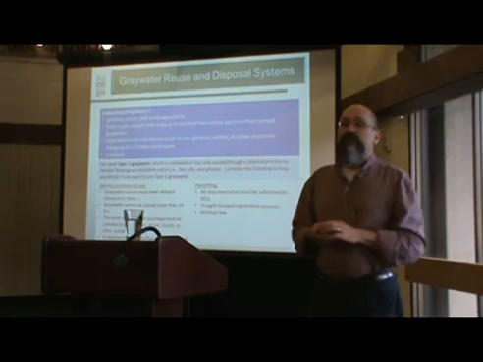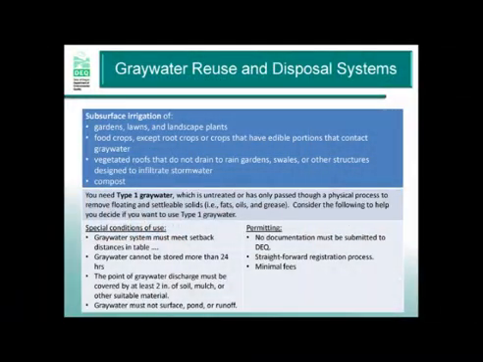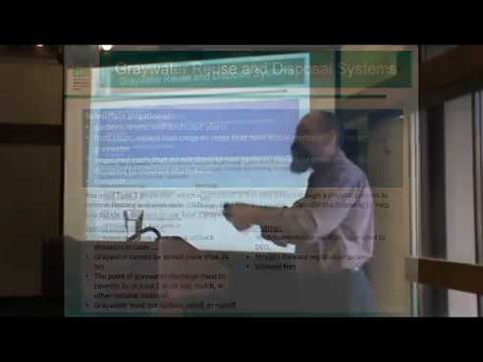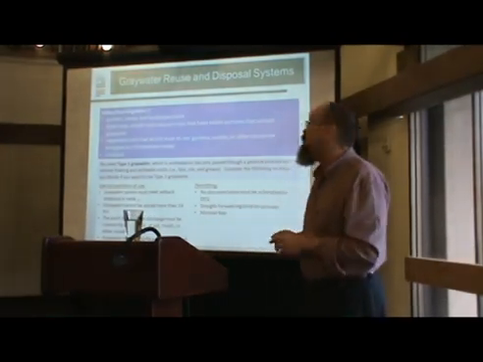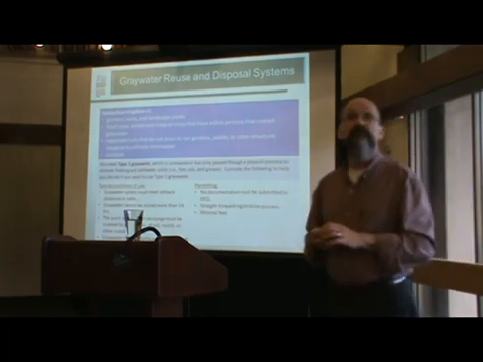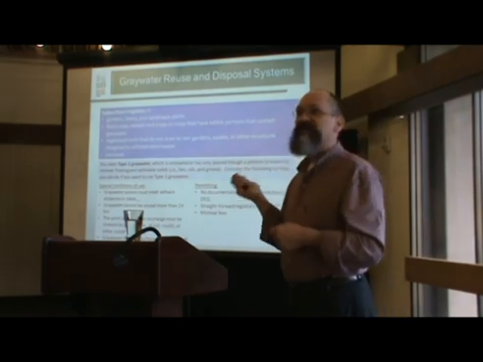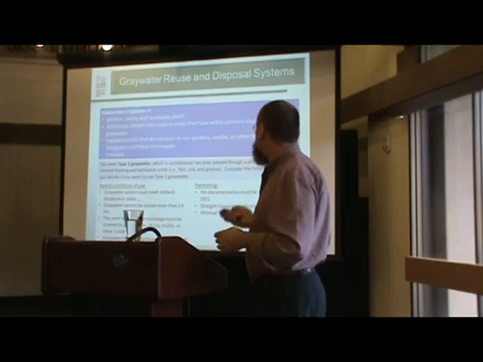The other big thing, and this is what we're going to focus on a lot today, is subsurface irrigation. So subsurface irrigation of gardens, lawns, and landscape plants, food crops. This excludes root crops such as potatoes, carrots, or any crops in which the edible portion of the crop actually touches the gray water. Those are excluded from reuse. Vegetated roofs, so green roofs: you can put gray water onto your green roof, and you also can put it into your compost pile. All of these, the common theme is that there's subsurface irrigation, so there's limited access and exposure of people to the gray water.